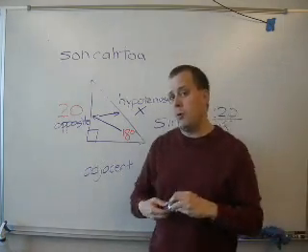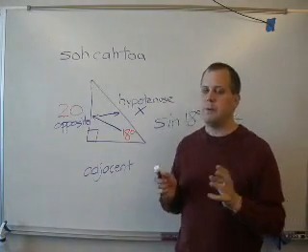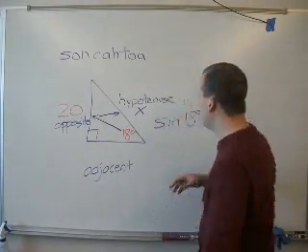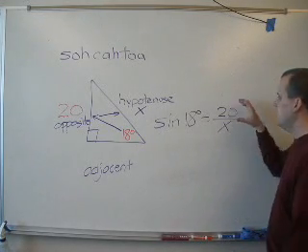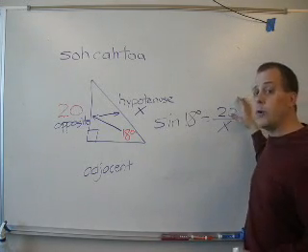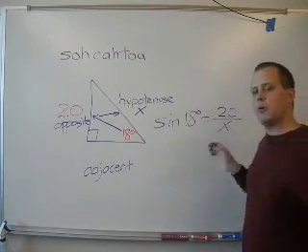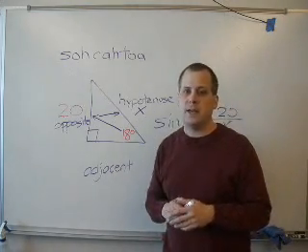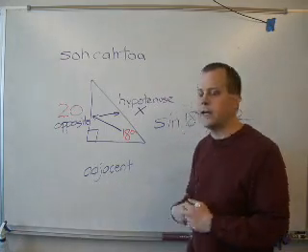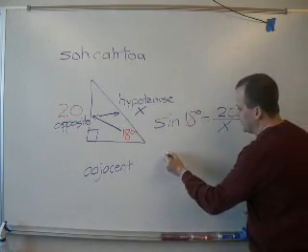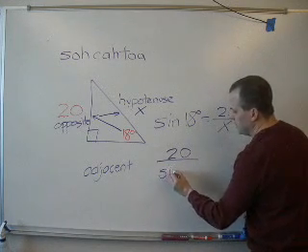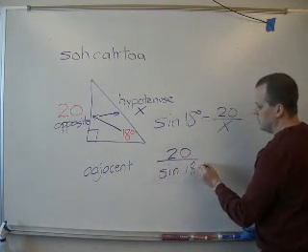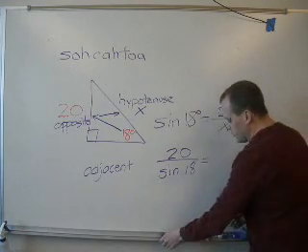Now, if you remember what we did with tangent, and if you remember what I said, if we know the denominator, we would multiply. However, in this situation, we know the numerator. So we're going to do the opposite of multiplication. We're going to divide. What I'm going to do is take my numerator and divide by the sine of 18. And basically, here's what I get.